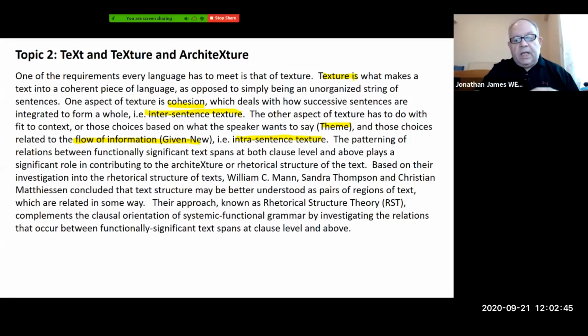Beyond that, though, within a particular text there seems to be a structure. And that is something we've called its architecture, its rhetorical structure. On this basis, we've been looking at the work done by William Mann, Sandra Thompson, and Christian Matthiessen, all right? And their work with rhetorical structure theory. So these are the basics of what we've been looking at, all right?